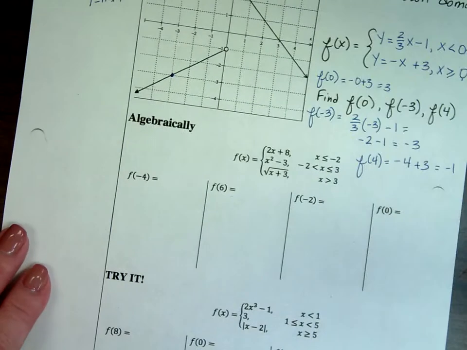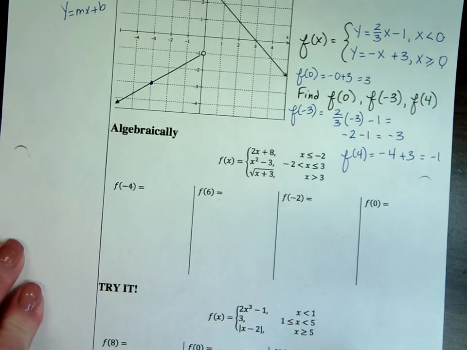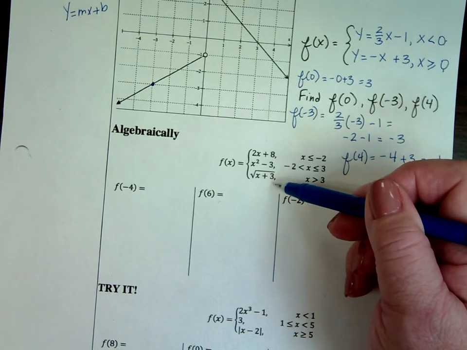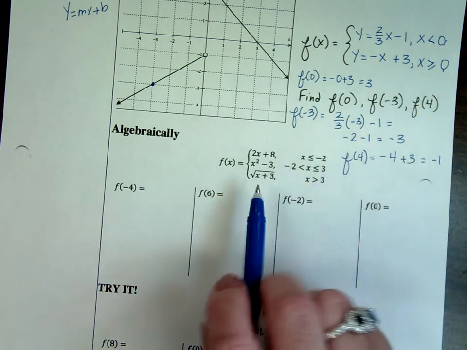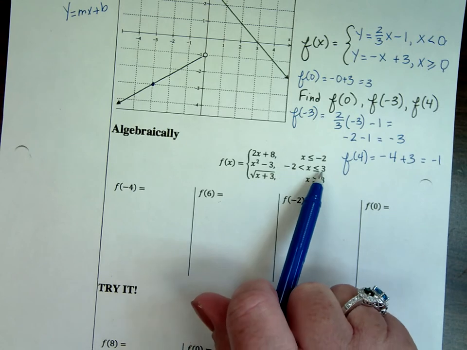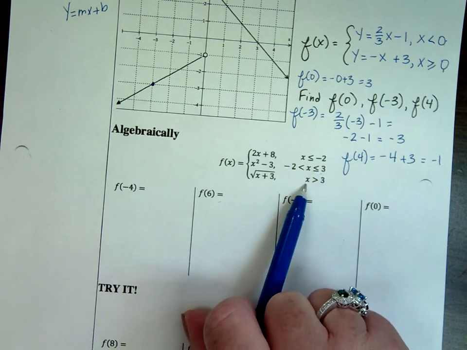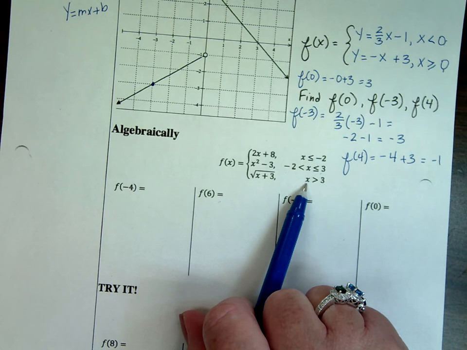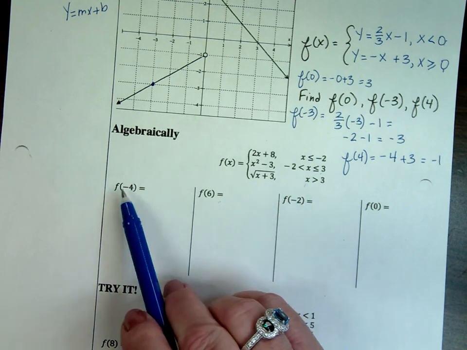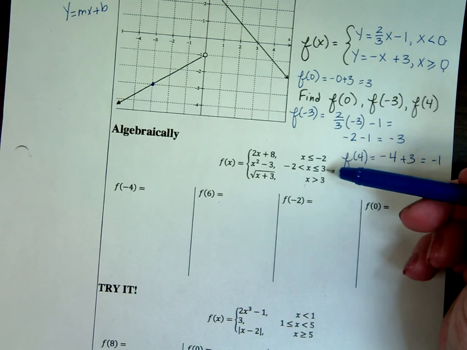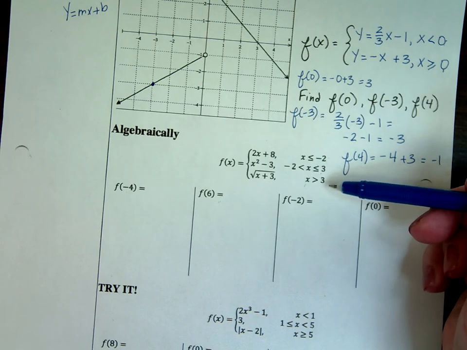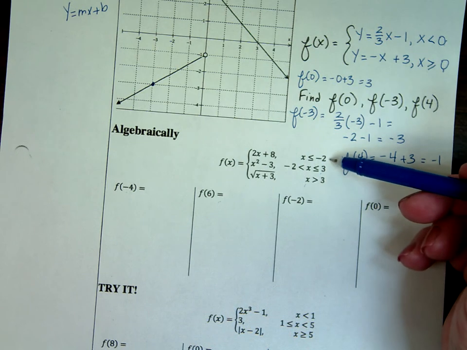All right, next set. I have now three equations. One of them goes when x is less than or equal to negative 2. One of them goes between negative 2 and 3, including 3. And one of them is when x is bigger than 3. So where's negative 4? Is negative 4 part of equation number 1, 2, or 3? Again, you're only using one of them, even though there's 3. So negative 4 would be less than negative 2. I'm using this first one.